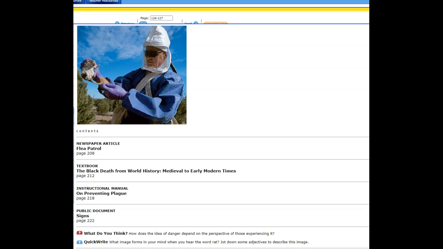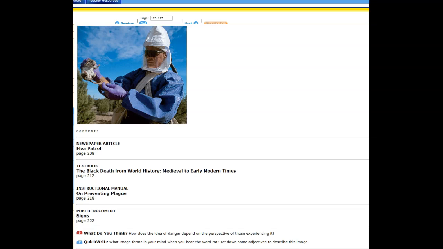Hello, today I'm going to be reading Unit 2, Collection 2 of our Holt textbook. This is the informational text focus, structure and purpose of informational text. And there are 3 selections that we will be reading this week: Flea Patrol on page 208, The Black Death from World History, Medieval to Early Modern Times on page 212, and an instructional manual on preventing plague, page 218.